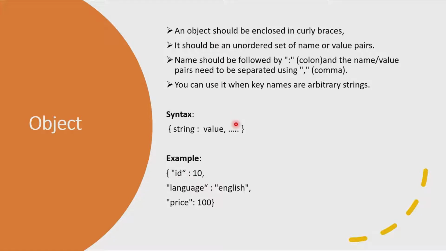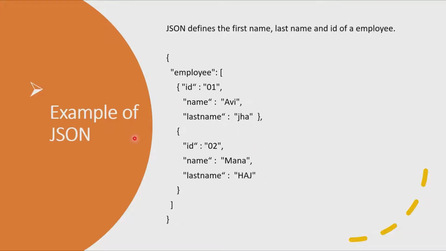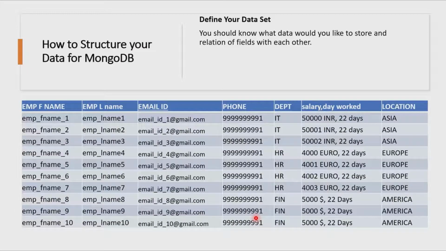An object should be enclosed in curly braces. You can see here, it should be an unordered set of name or value pairs. So this is the key, this is the value. The name should be followed by a colon, and you can use any key name, and it can hold arbitrary strings as well. So this is an example of JSON. You have curly brackets, then you have square brackets, and this is how it works. This is the standard way the JSON file looks.